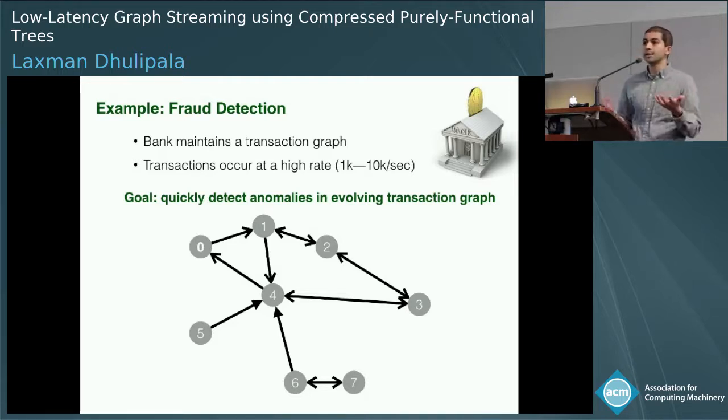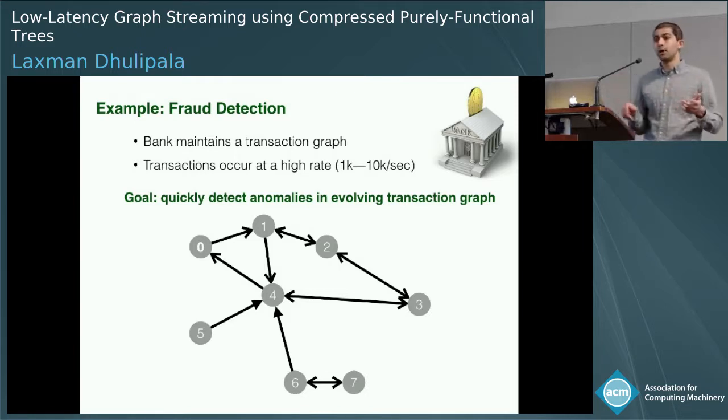The graph could have both finished transactions and pending transactions, and these are occurring at some high rate between 1,000 to 10,000 transactions per second. And the goal of the bank is to detect in nearly real time some anomalous patterns in this graph. So it wants to detect fraud and squash it as quickly as possible.